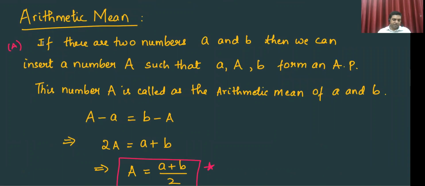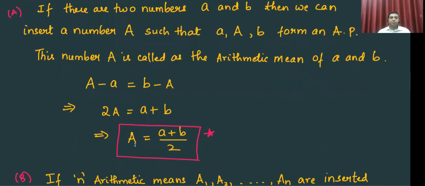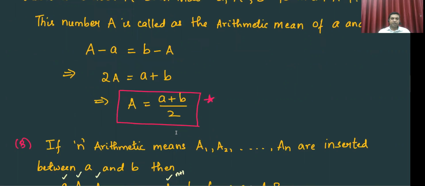Now, what is an arithmetic mean? If between two numbers you insert another number such that the sequence formed with the inserted number is an AP, then it is called the arithmetic mean. An arithmetic mean between two numbers a and b is a plus b upon 2.